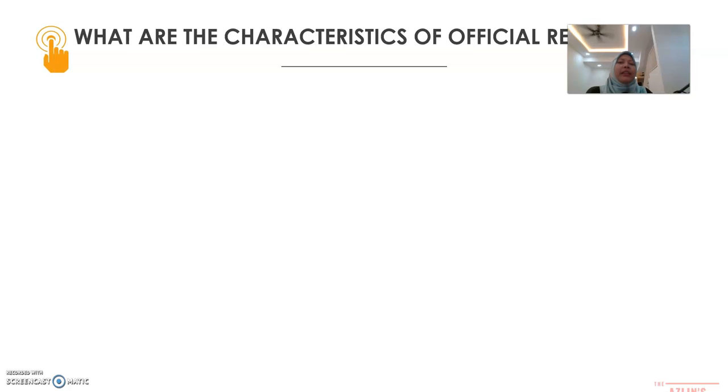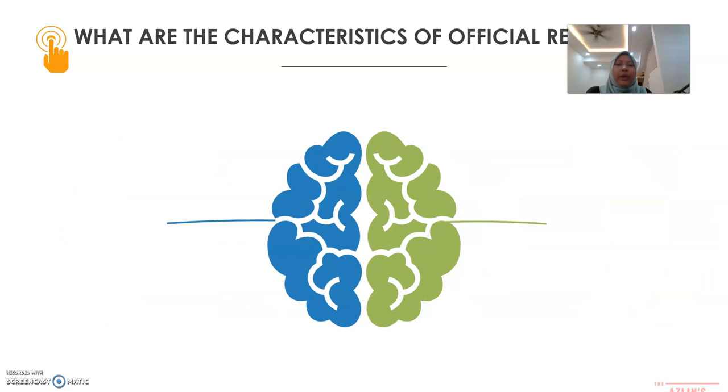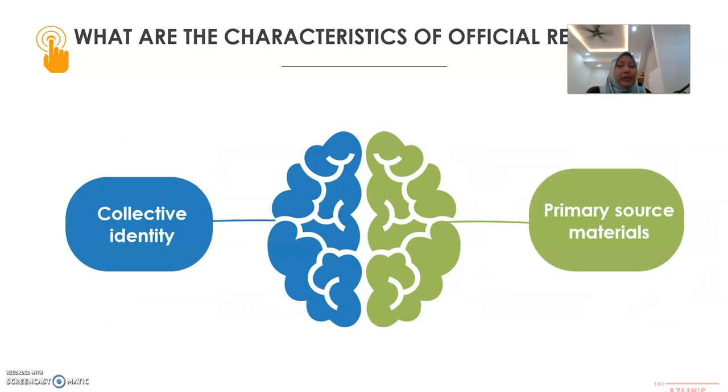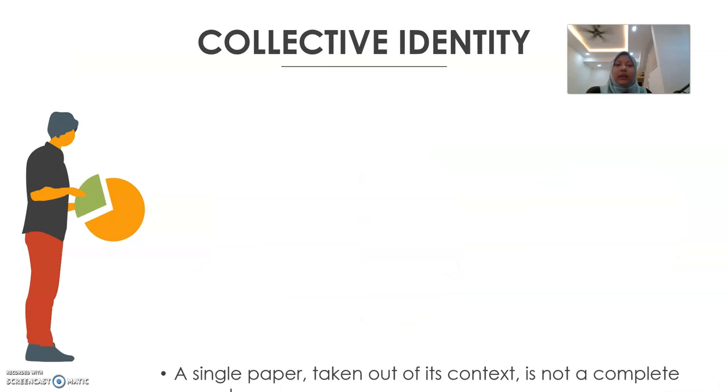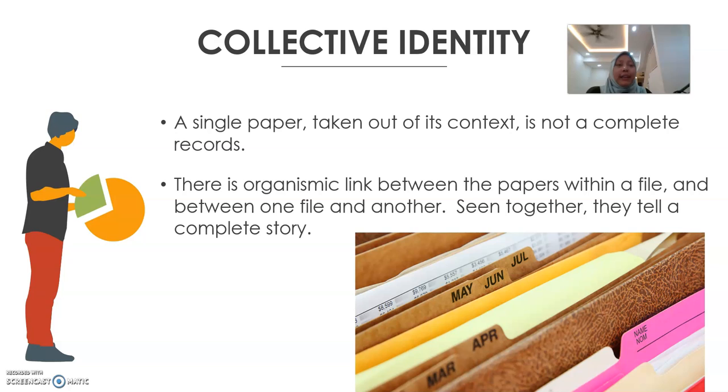So, what are the characteristics of official record? Official records should have these two characteristics. First, they should have the characteristic of collective identity, and secondly, they should be a primary source material. So, what is collective identity? Collective identity is where a single paper taken out of its context is not a complete record.